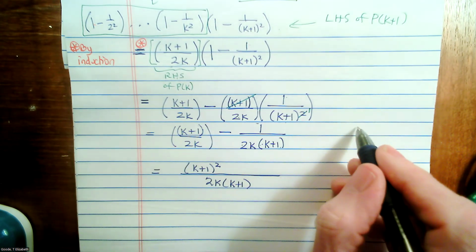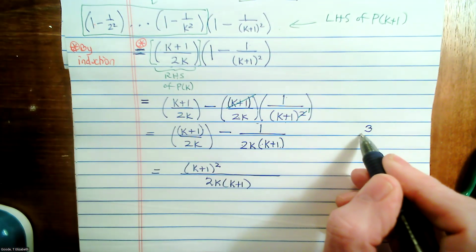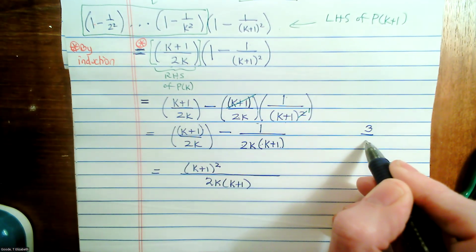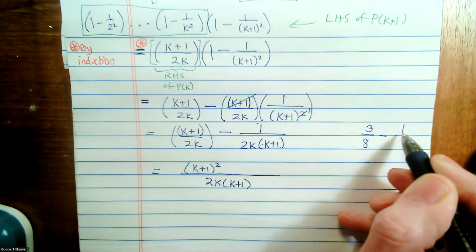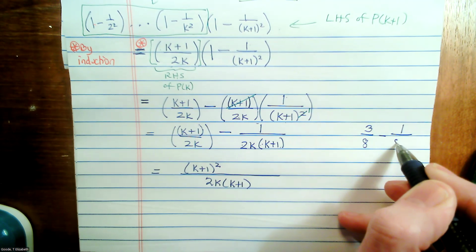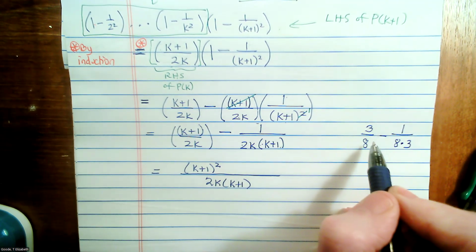Let me just see if I can show it to you. Let's say we have 3 over, I don't know, 8 minus 1 over 8 times 3. Okay? What's the common denominator of these?